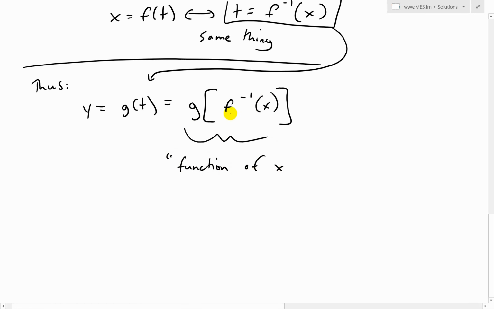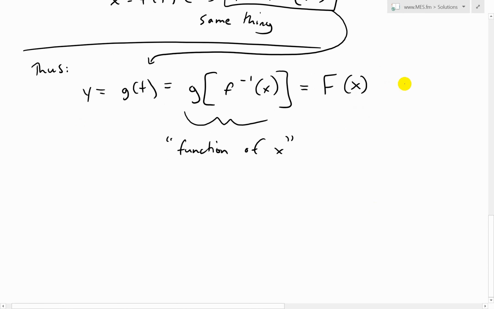So what we have is, quote, a function of x. Because this is just g of the inverse of f of x, but at the end of the day it's still a function of x. So we can combine all this together and write it as capital F of x, to write this a bit neater. So we have a function of x. In other words, we have y equals a function of x. I'll write this down over here, equals y. So in there we have it.